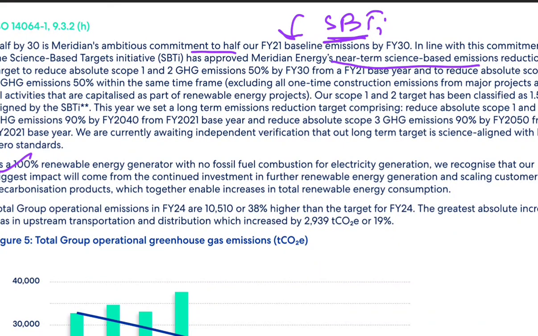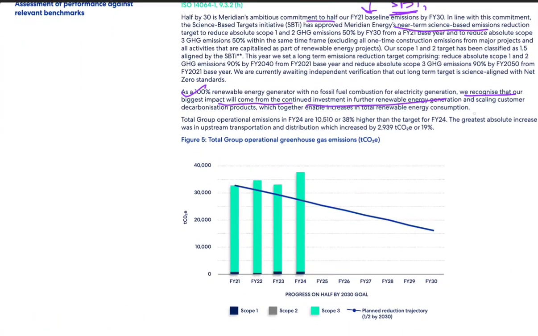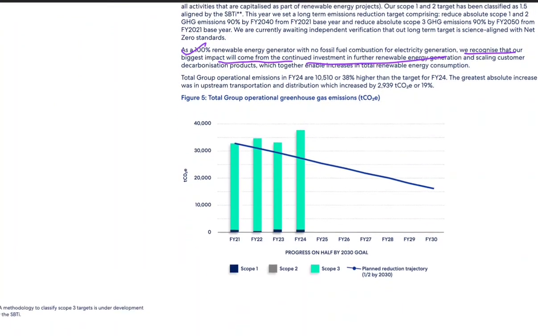100% renewable energy generator with no fossil fuel combustion for electricity generation. So the company recognizes that our biggest impact will come from continued investment in further new renewables. So their emphasis is mainly on renewable energy generation, and scaling customer decarbonization products also.